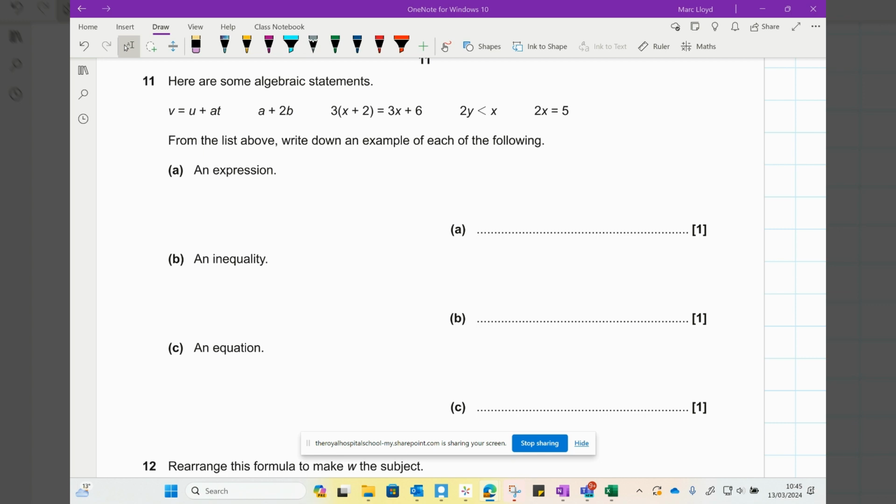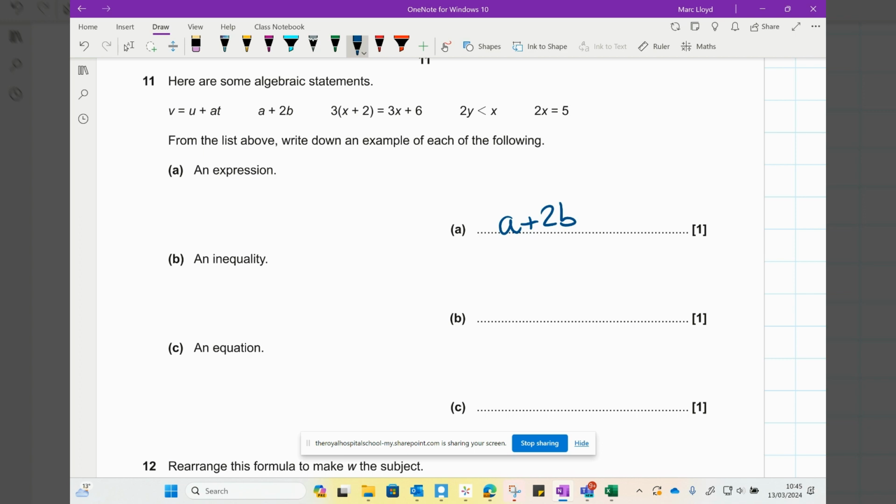So question 11, the last one we're going to do before we save the video and start to upload it. From the list above, write down an example of each of the following. So an expression, that will be something without an equal sign on it. So an expression is A plus 2B. So there's no equal sign. Equal is normally meaning an equation with one unknown.